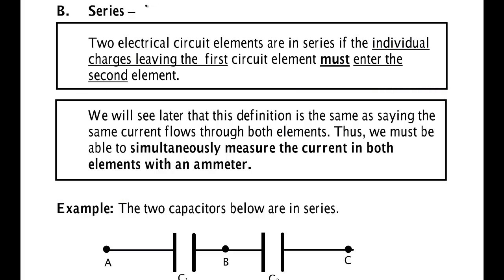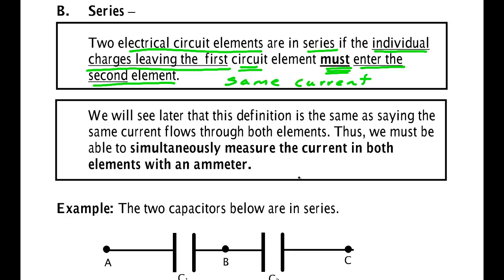In this video, we deal with our second important definition for dealing with electric circuits, and that's when two electrical circuit elements are in series. Two electrical circuit elements are in series if and only if the individual charges leaving the first circuit element must enter the second element. Another way of saying this is same current.